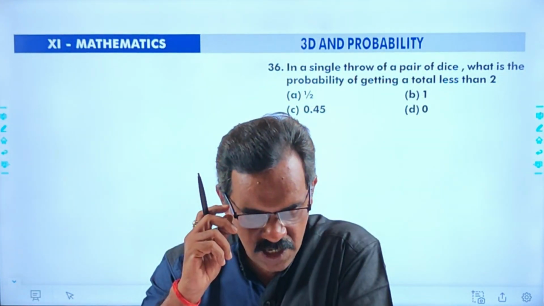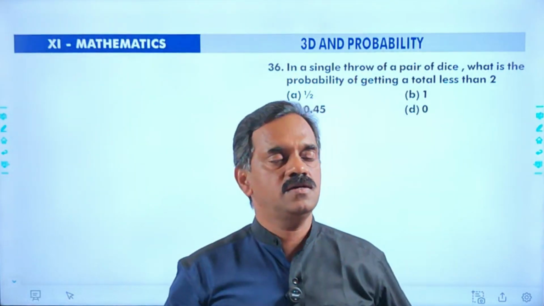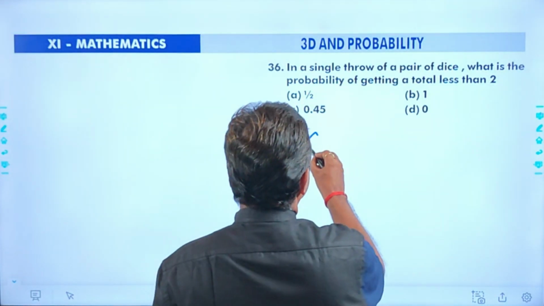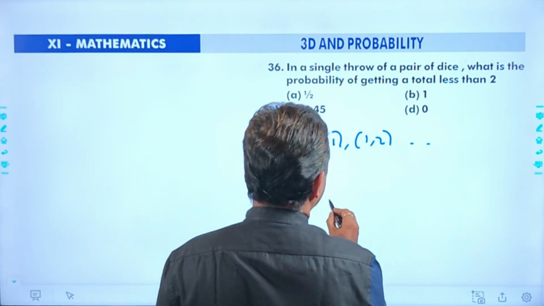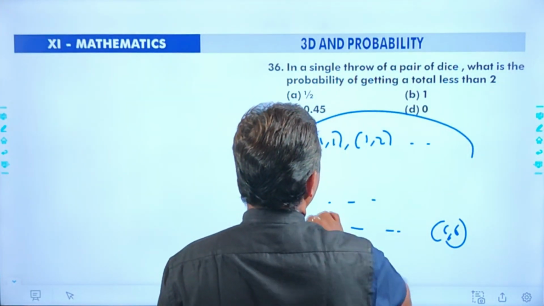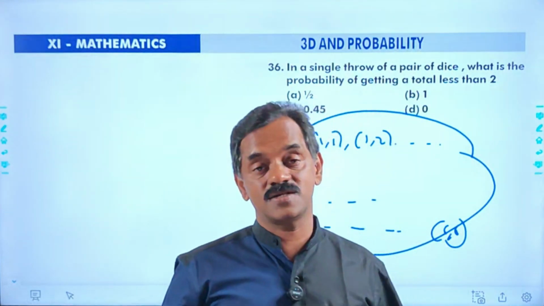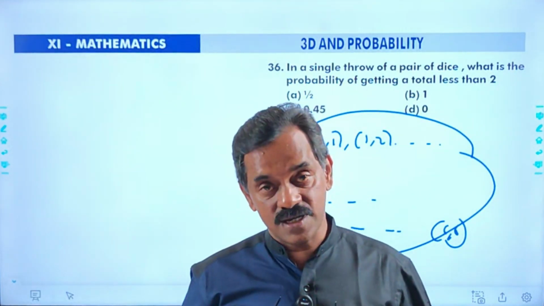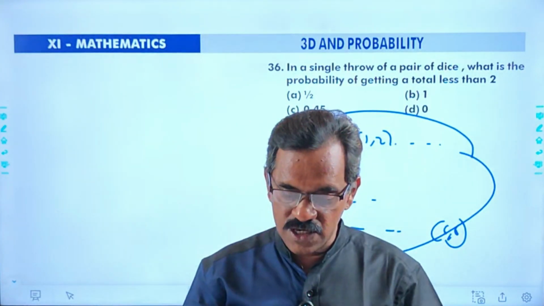Okay. In a single throw of a pair of dice, you people know that when a pair of dice is thrown, it starts with 1 1, 1 2 and so on, and the last one is 6 comma 6. Here none of the pairs have a sum less than 2, so naturally such a probability does not exist. It is a null event, whose probability is given by 0. That is given by choice D.